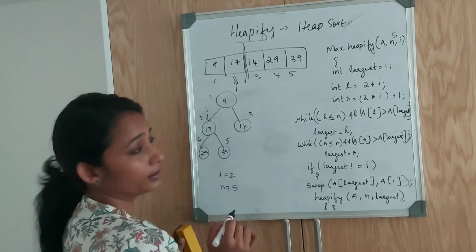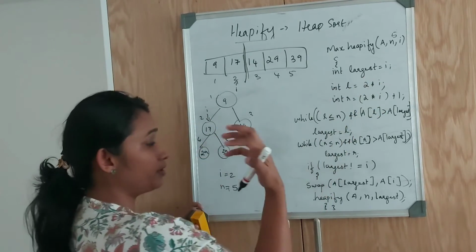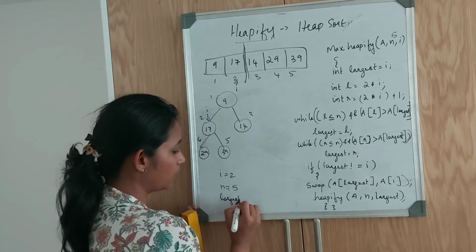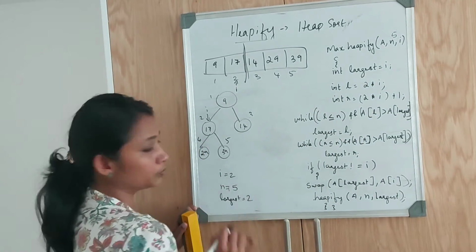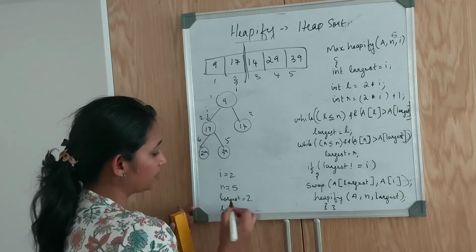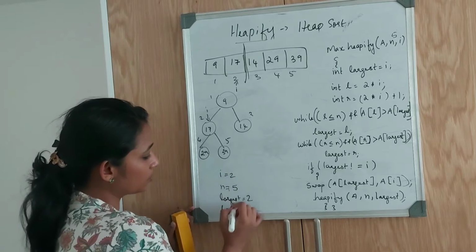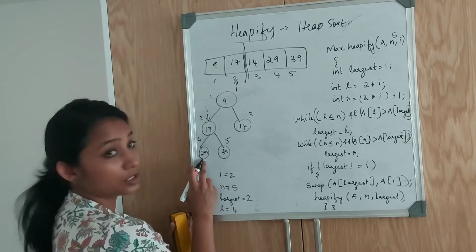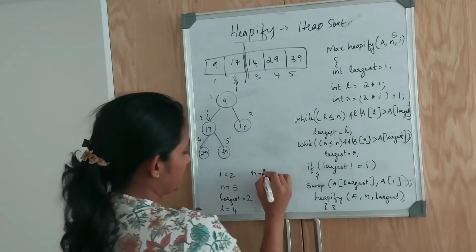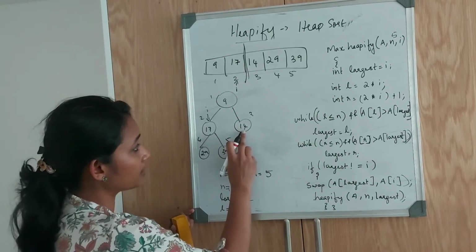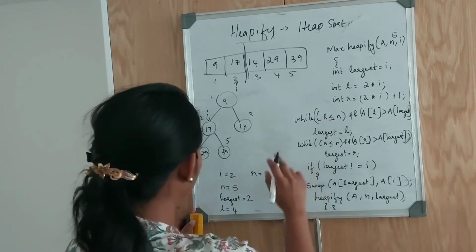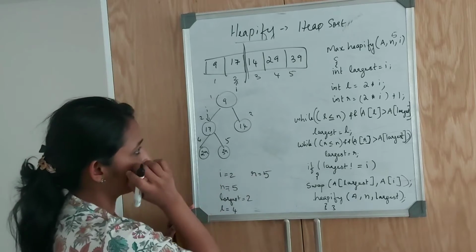I is pointing here. Now we are going to take another variable known as largest. So largest is equal to i, which is equal to 2. You're going to imagine that largest is 2. Now L is for the left child. So your i is 2, right? So left child is 4, that is 29. Right child is 2 into i plus 1, which is equal to 5. Yeah, this one.